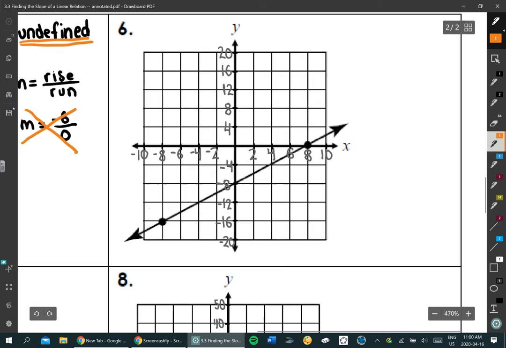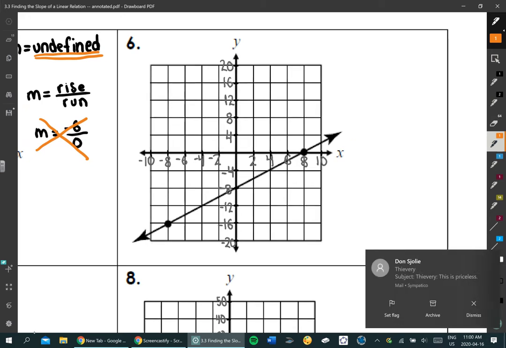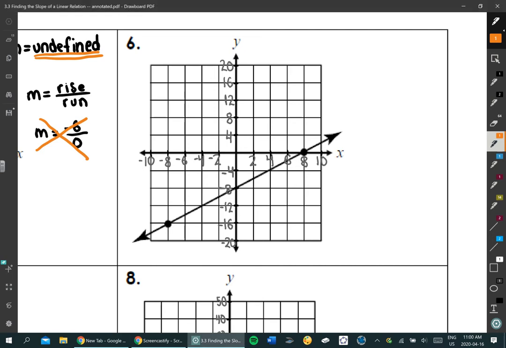Okay, 6. So here we can see we are going to have a positive slope. Now let's look at our scales, okay? So on my y-axis, what am I counting by? I'm counting by 4s, okay? And on my x-axis, I'm only counting by 2s, okay? So my y and my x-axis are not the same. So I need to be careful, okay? So let's start by doing our rise. So again, we start at the first point and we go up, right? And then we're going to go across. We're going to do our run.